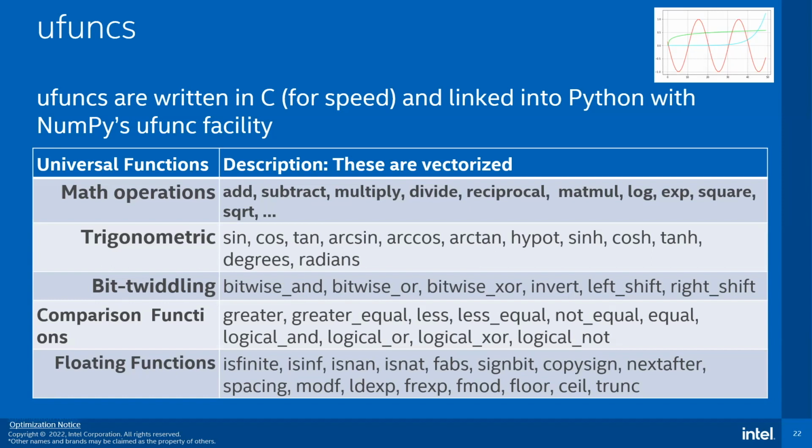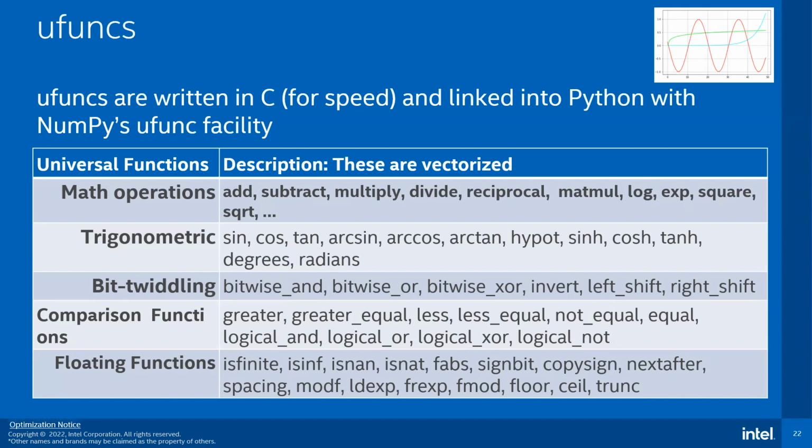The bit twiddling things that you may do, bitwise ANDs and ORs and XORs and inverting and shifting left and right and doing all that bit twiddling stuff can be done in a vectorized way. And so if you're doing that in a Python loop and you're slowly manipulating these things, you're shooting yourself in the foot. Comparison functions, greater than, equal, less than, logical XORs, all those kinds of logic operations can be done on entire vectors. The bit twiddling can be done on entire vectors.